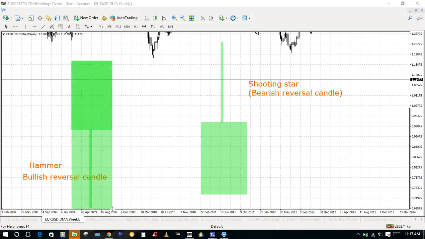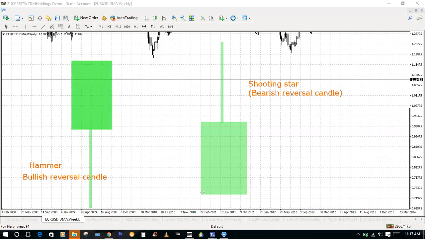So the buyers took control from the sellers and started pushing the prices upwards. Whatever gains the sellers had made up to here, they basically lost, with the buyers pushing the prices upwards. So now it's called a bullish reversal candle. The color of this candle should be red, guys. Don't get it twisted, because the opening price would be here, closing price would be here. But here it doesn't matter. The color of the hammer, in fact, doesn't matter at any point in time.